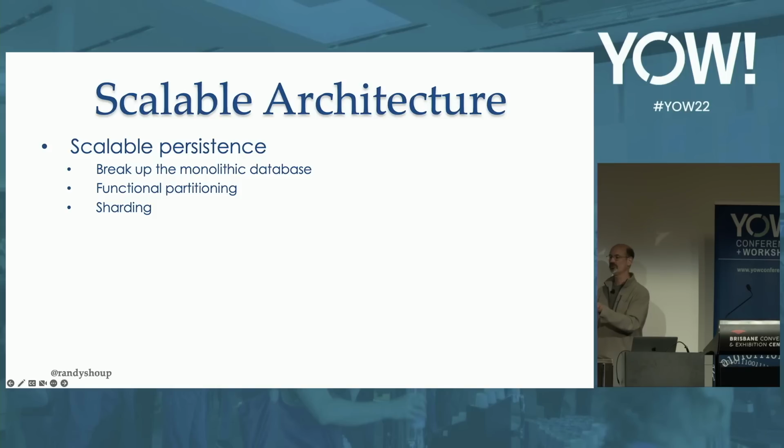So we're going to talk about this in more detail in a moment, but to the extent that we have a monolithic database, we're going to be breaking it up, or figuring out how to do that. We're going to be functionally partitioning the database into parts that serve one set of entities, and other parts serving another set of entities. And then sharding these things is an appropriate thing that starts to happen now.